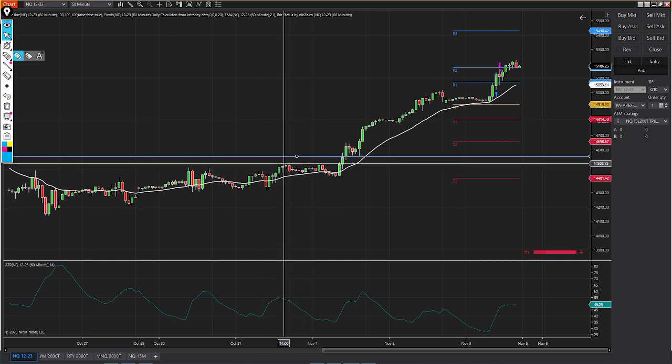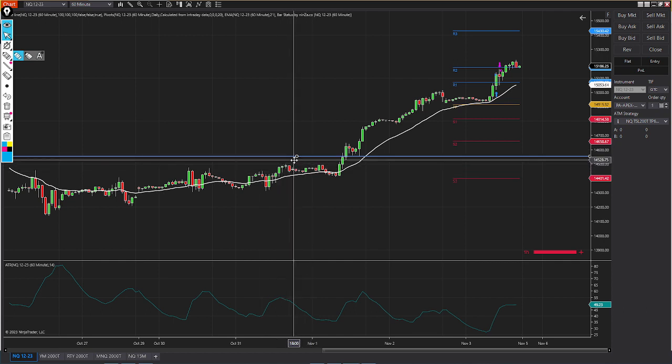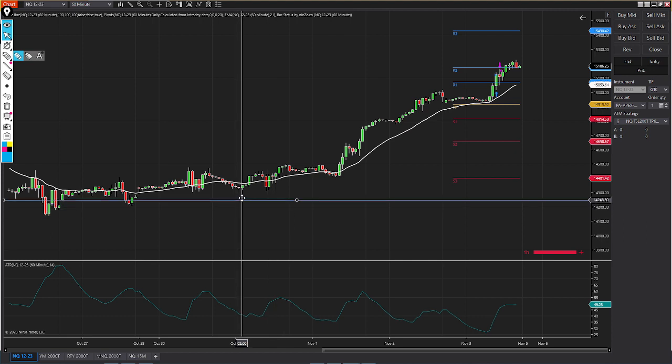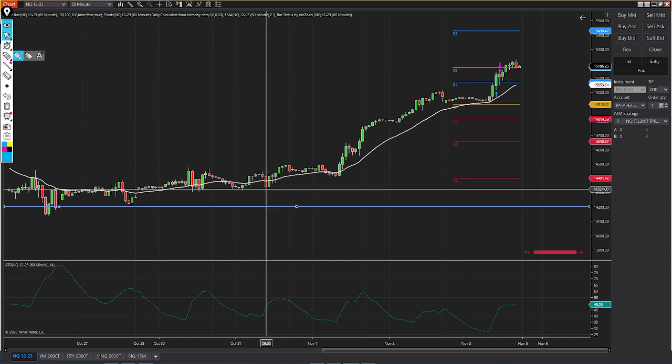Let's say price makes a new higher high. You readjust your existing trailing stop up to the lower high candle, and for a long you need to subtract the ATR, and for a short you need to add the ATR. So for instance, take the low of this candle.